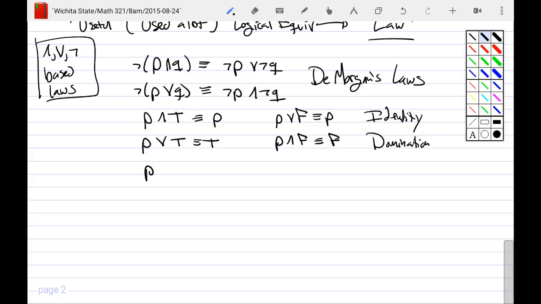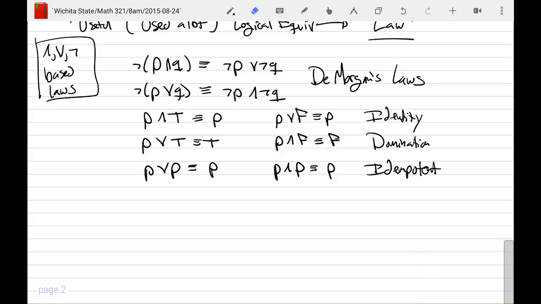We also have P or P is just P, and P and P is just P. That's idempotent. What are the idempotent laws? It's the say-it-once. My name is Mark and my name is Mark. Please say it once. My name is Mark or my name is Mark. Just say it once. That's what the idempotent law is. So we have domination, identity, idempotence, and De Morgan's. Again, De Morgan's is a form of distribution, so I had it a little bit early here.